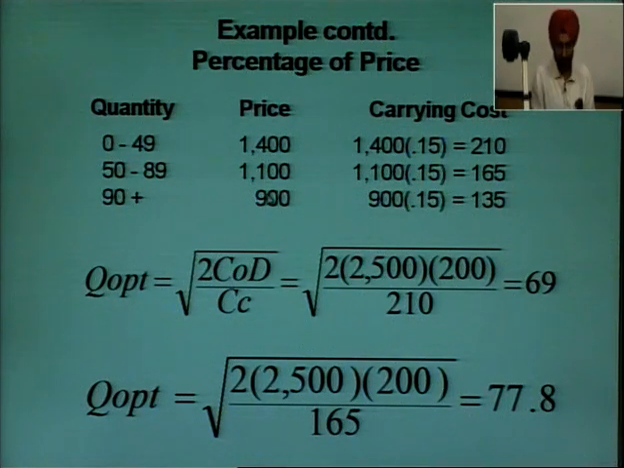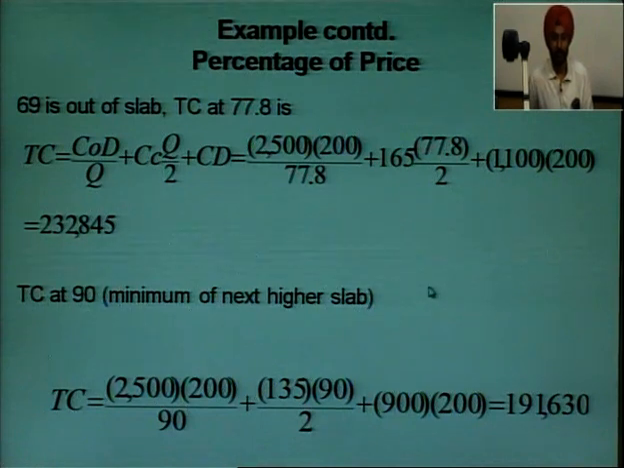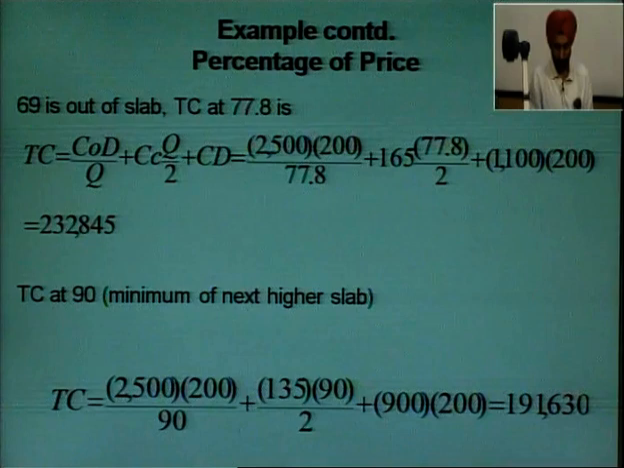So, that is why when we compare like this, we found that the cost was less in the case of the minimum of the next higher slab. So, in that case, we will go for this.